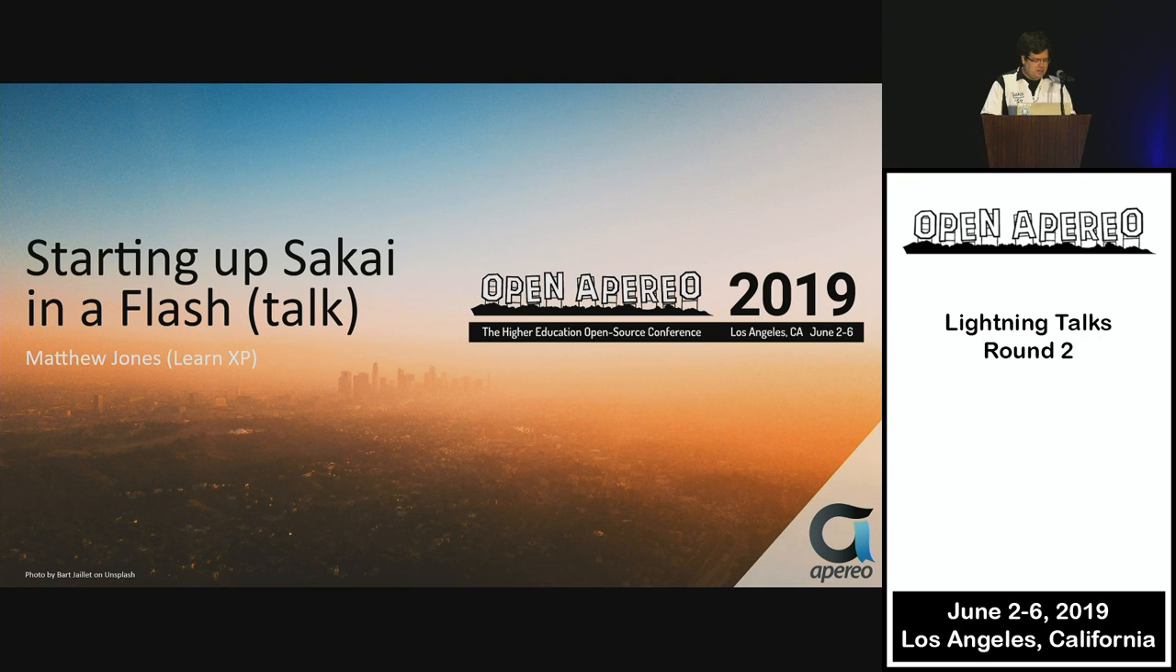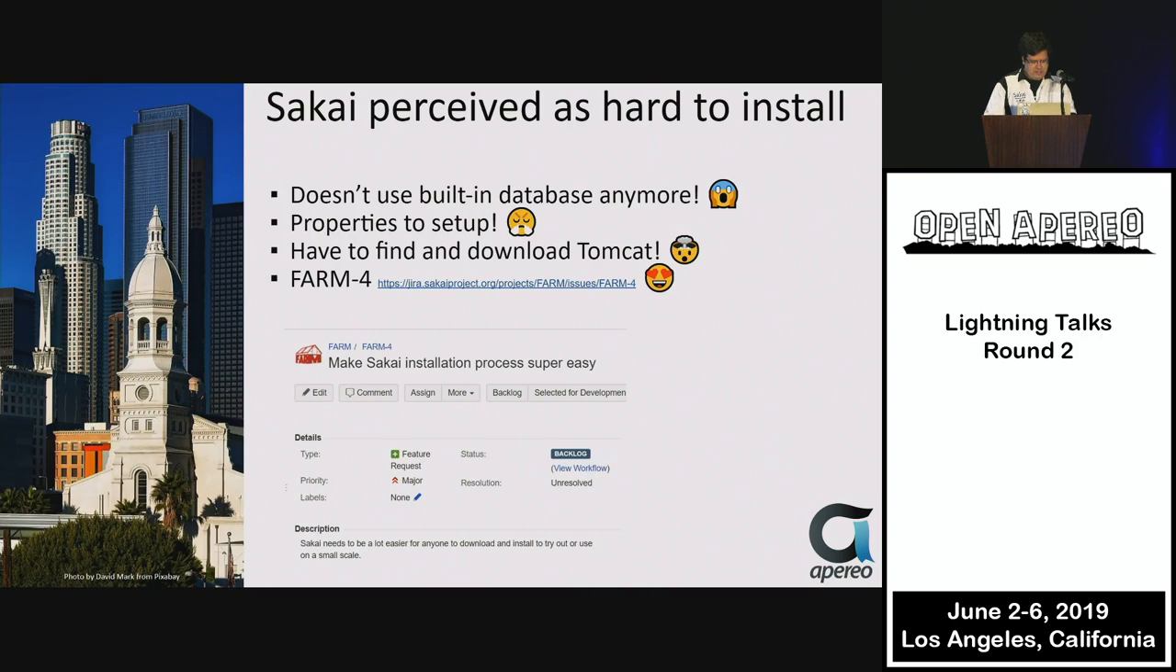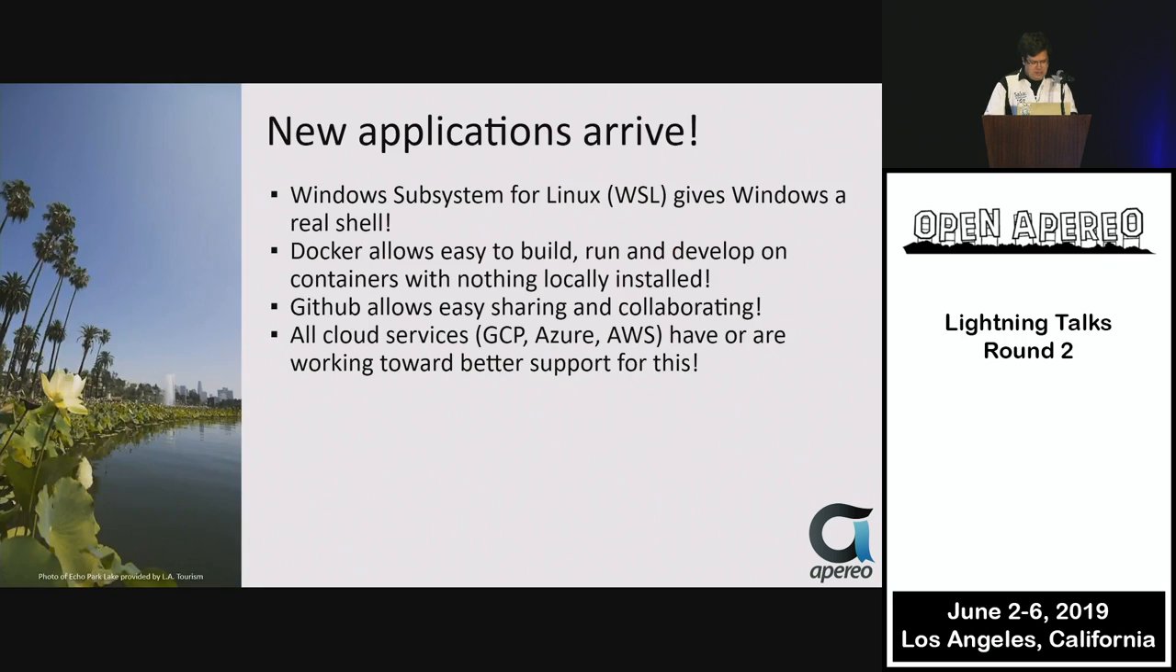Thanks, Sean. Here's Matt. So Matt Jones, Learn XP, got to go fast. Sakai is perceived as hard to install. It doesn't use a built-in database anymore. Properties you got to set up. You have to find and download Tomcat. There's this farm floor out there that makes Sakai installation process super easy that a lot of people wanted back in the farm days. So new applications arrived to make Sakai easier to install.